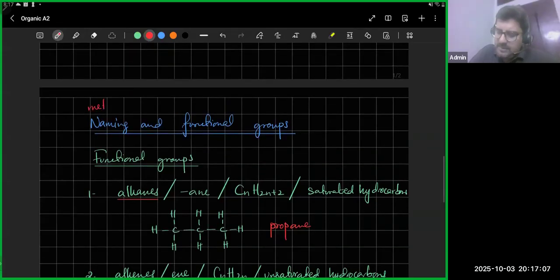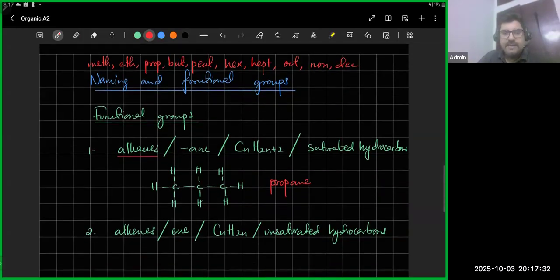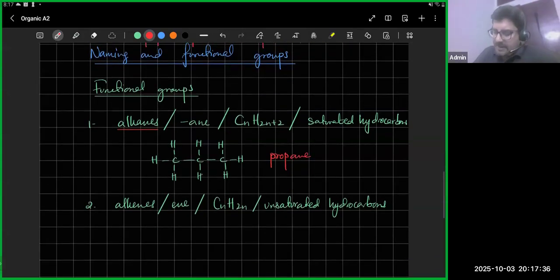Counting, let's think, what's the counting in organic? It's meth, eth, prop, but, pent, hex, hept. Then you've got oct, you've got non, and you've got dec. That's 10, right, 5 and 5, 10. Okay, so coming back to alkenes.